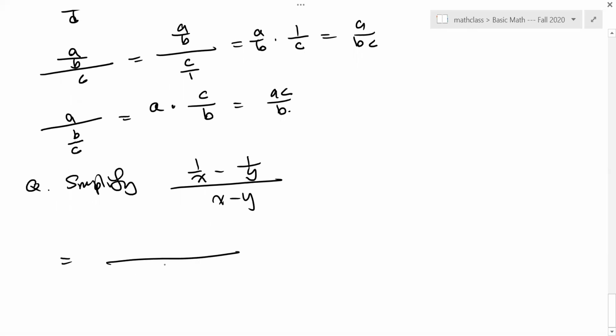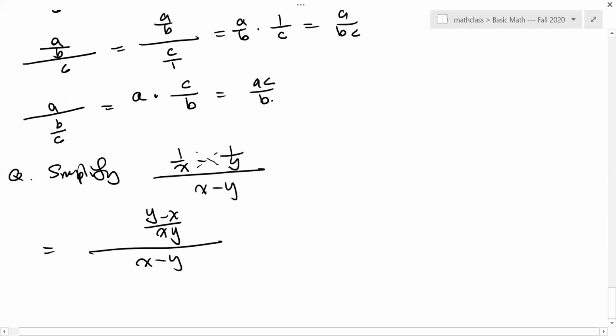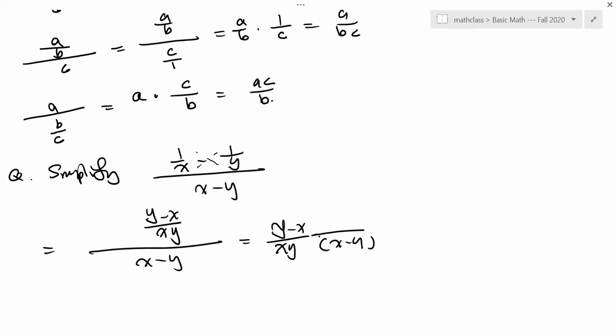The numerator will be, combine them, right? 1 over x minus 1 over y will be y minus x over x times y, because it's a cross product, right? Okay, so it's a fraction over fraction. So this will be y minus x over x times y, and then divided by x minus y. So you put x minus y in the denominator of y minus x over x times y.